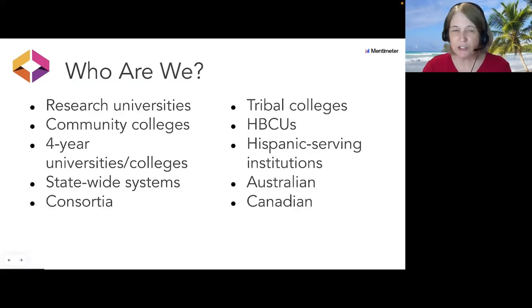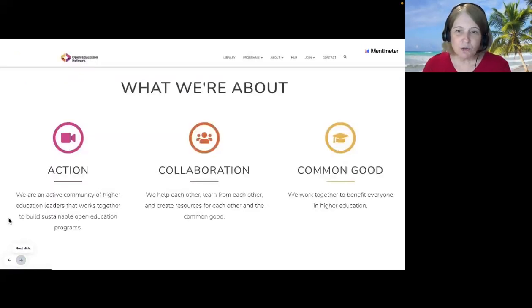And as Dave Ernst shared yesterday at the annual meeting update, all 50 states are now represented in the network, in addition to Australia and Canada. So it has expanded internationally. There are individual institutions, consortia, tribal colleges, historically Black colleges and universities, Hispanic-serving institutions. We're really diverse, which gives us a lot of strengths.